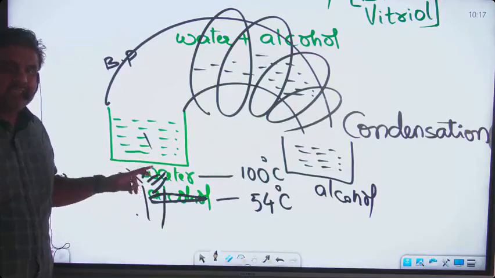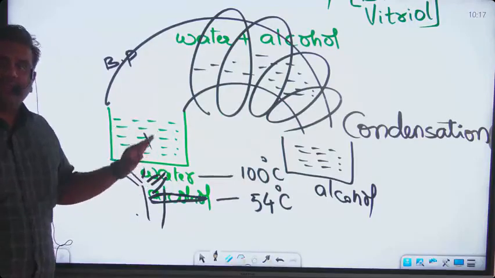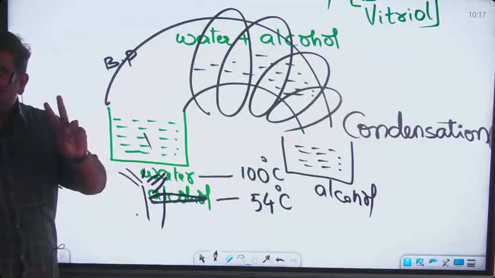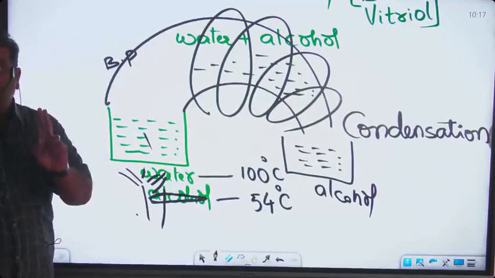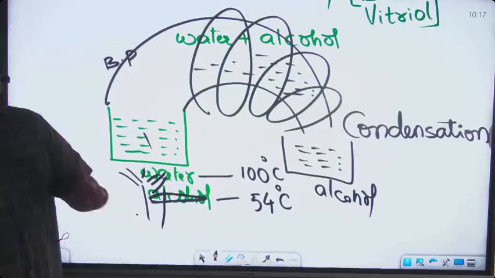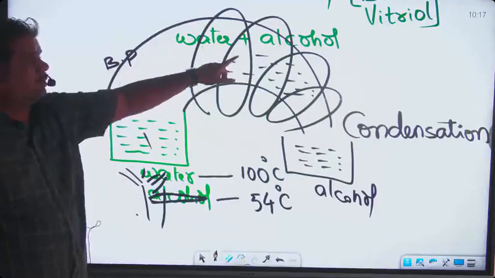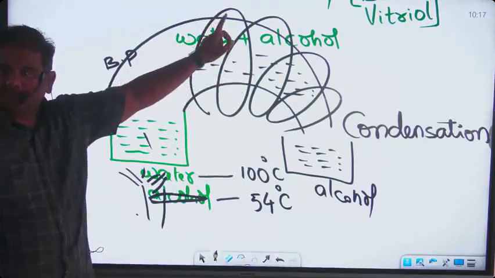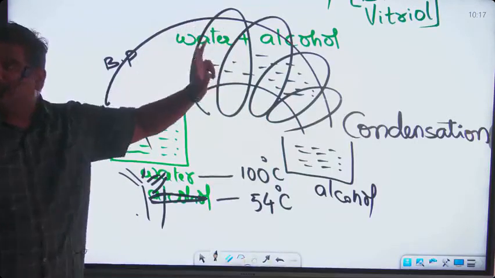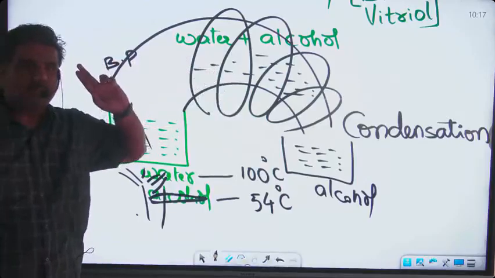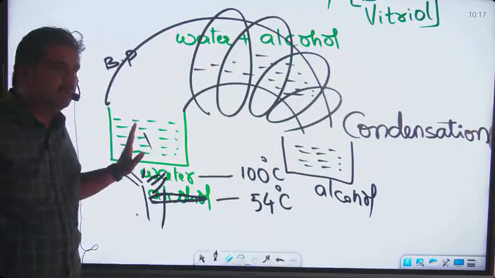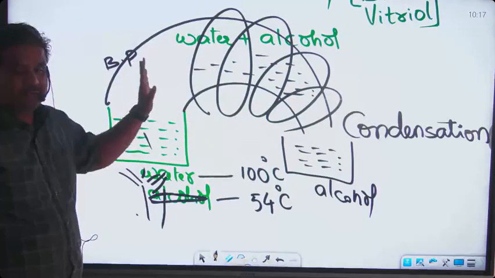So you don't have any particular alcohol here. So distillation method is used for separating a homogeneous mixture which is having only two components. Remember this one. Distillation method is used for separating a homogeneous mixture like water and alcohol, or water and copper sulfate, which is having only two components. If it is having more than two components, we cannot go for distillation. We have to go for another method.